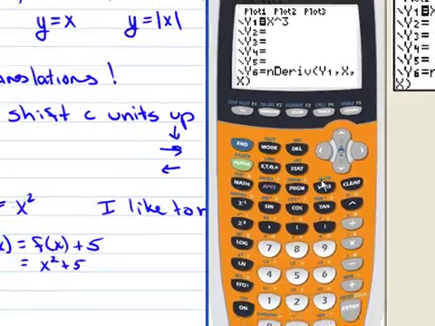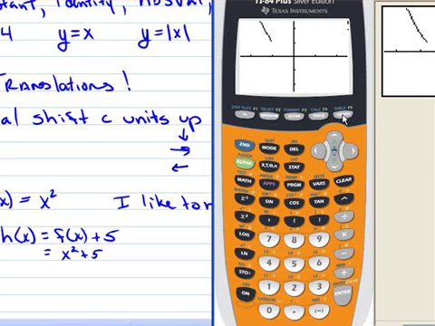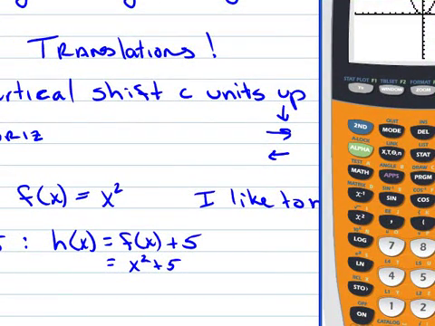Let's let this be x squared, and I'm going to come down here and do our translation. So here is x squared plus 5. And let's graph. I'm going to have to standard zoom because it's not even on the screen. There we go. Okay, so there's x squared, and there's x squared plus 5. We moved it up 5.